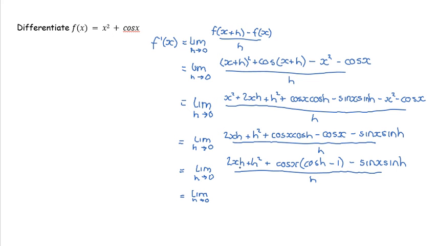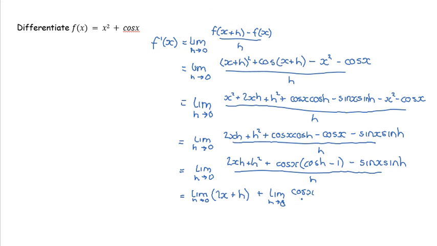Now in this case the h is just going to cancel, so we get 2x plus h, that's me just cancelling those h's, and then plus the limit as h tends to 0. I'm just distributing this limit across this now over h, so cos x.